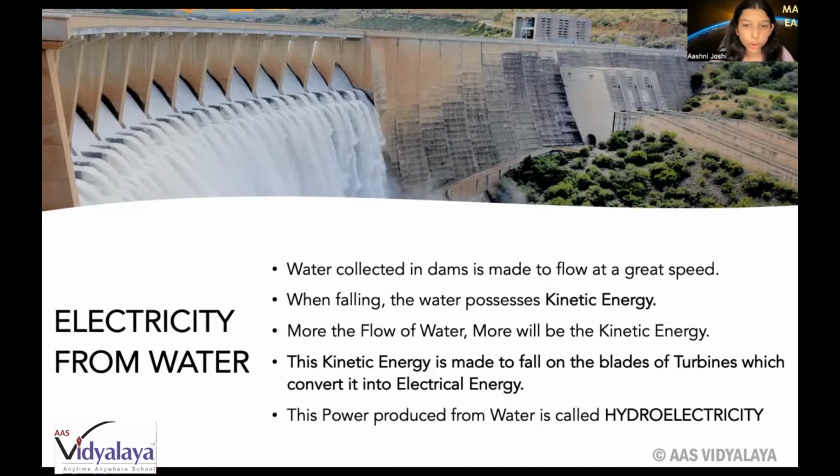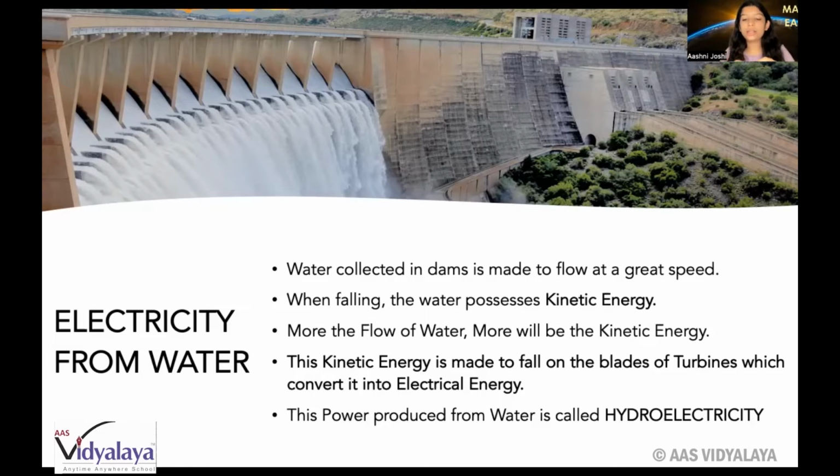The more the flow of water, the more will be the kinetic energy. We know that, right? Because if we take more water, then it's like we're taking more mass. And kinetic energy is half into mass into velocity squared. So the more the mass, the more the kinetic energy. That's obvious, right? This kinetic energy is made to fall on the blades of turbines, which convert it into electrical energy. So these turbines are the blades of the windmill form of hydropower.